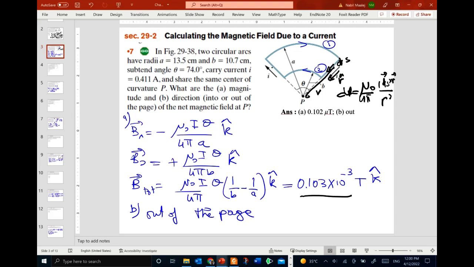So this is why it cancels. Same thing for here. Parallel or anti-parallel, whether the angle is 0 or 180 degrees, the contribution of the magnetic field is going to be 0. Okay, I hope this is clear. Anybody has a question about this? Okay, next question.